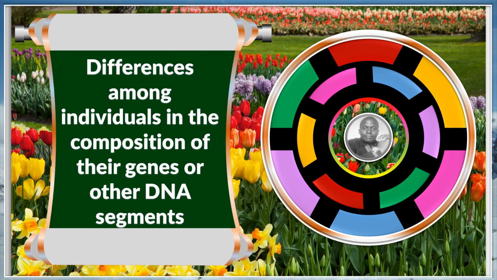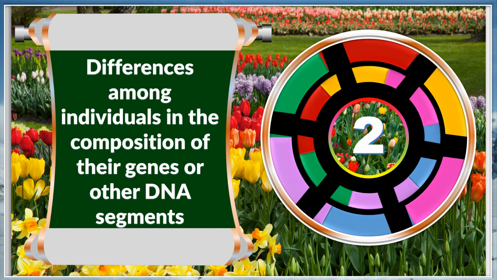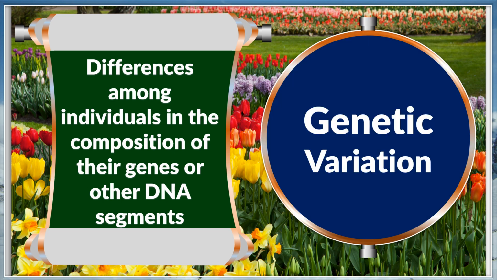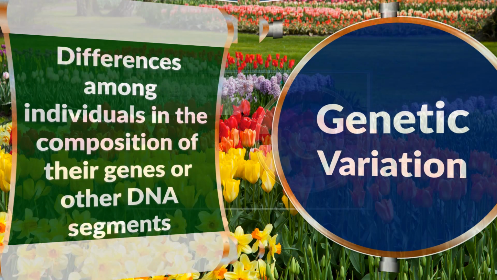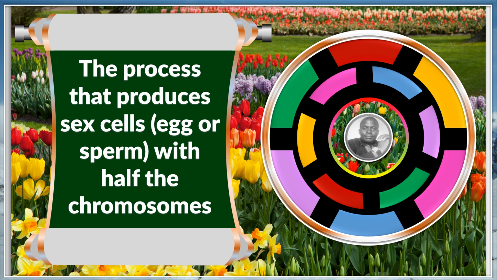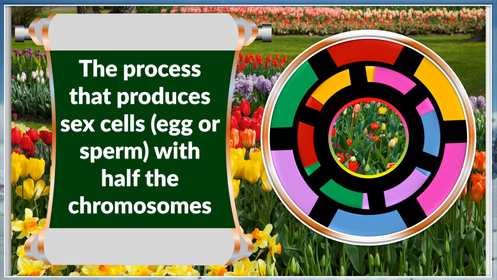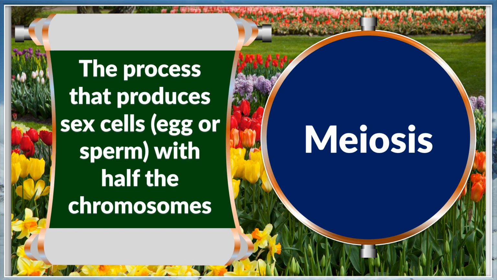Differences among individuals in the composition of their genes or other DNA sequences. Genetic variation. The process that produces sex cells, eggs or sperms with half the chromosomes. Meiosis.